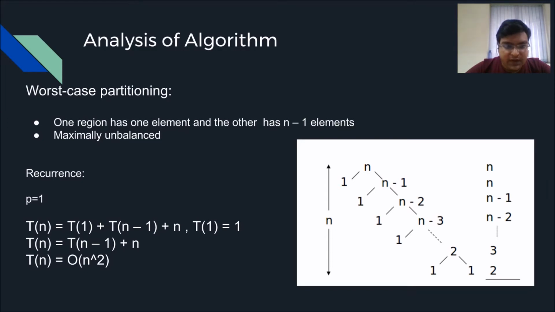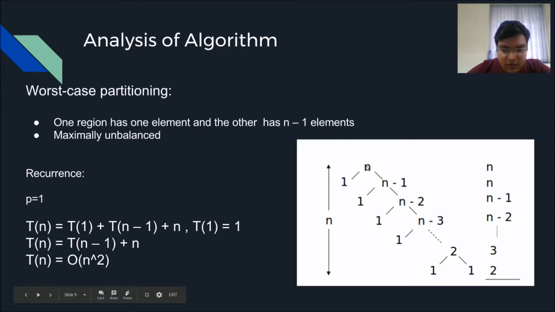So now let's consider the worst case partition. So consider the array where you choose an element and one region has only one element and the other has n minus 1 elements. So this is actually a very bad partitioning of the array because you are actually just reducing the array size by 1. Like we said before, we divide into two sub-problems, and the best case would be when we have two sub-problems of equal sizes. But now since we have just reduced the size by only 1, this is the maximally unbalanced case.